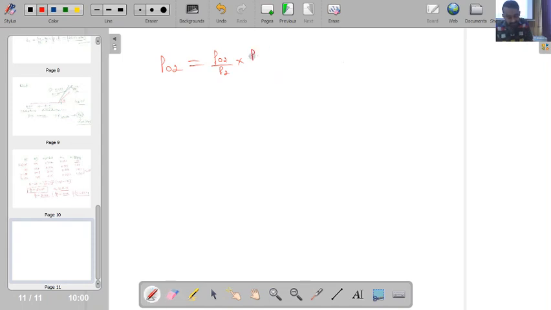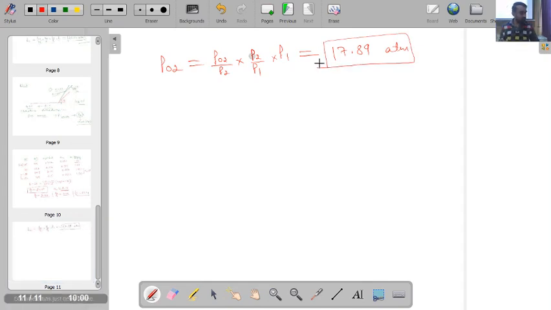Simply I can write this as P2 by P1. P2 will cancel and multiplied with P1. Okay. So this will give me value of 17.89 atmospheric. Now based on these values, can you make some inference, physical inference?